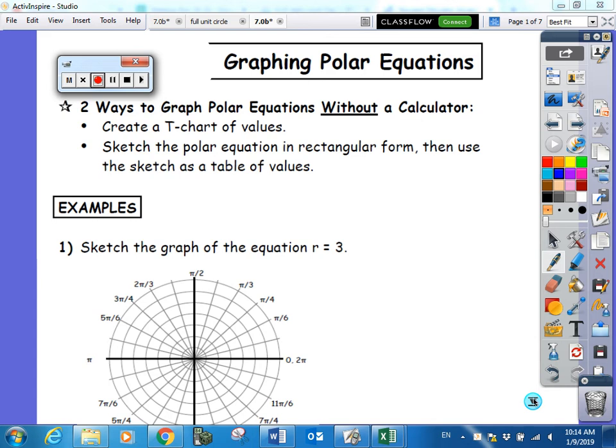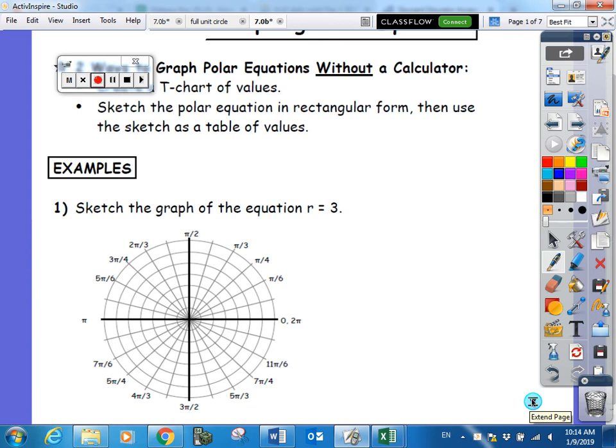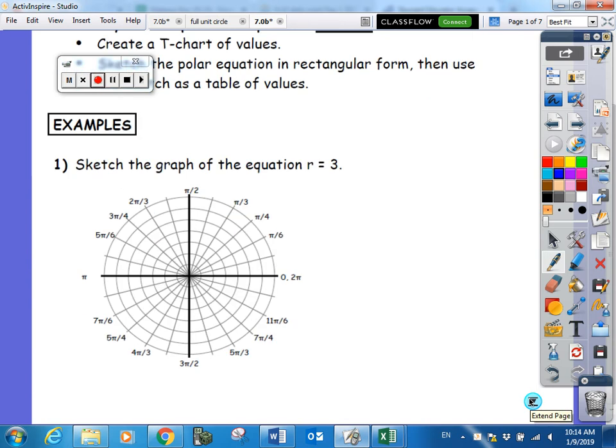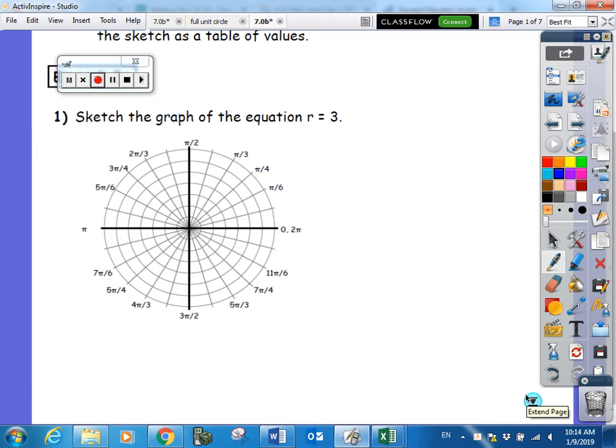All right, so these first ones, you could probably figure out even without me saying anything. We want to sketch the graph of the equation r equals 3. So we want to go to this polar graph and figure out where r equals 3. Well, here r equals 3. R equals 3 everywhere here, right? All of these points I'm plotting, r equals 3. So what do you think that shape is? A circle at r equals 3.